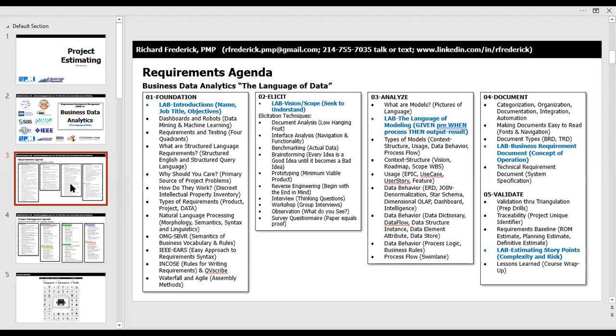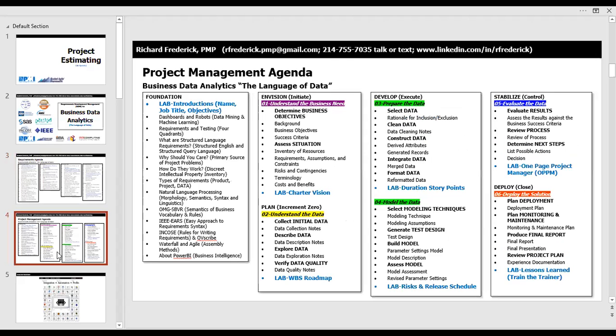The reason I focus on data mainly today is because of the digital transformation, which really is data. You can just, that's what it is. Business data analytics, digital transformation, and data all basically are the same thing. So this would be the requirements class. This would be the project management course. And you'll notice that it's color coded.